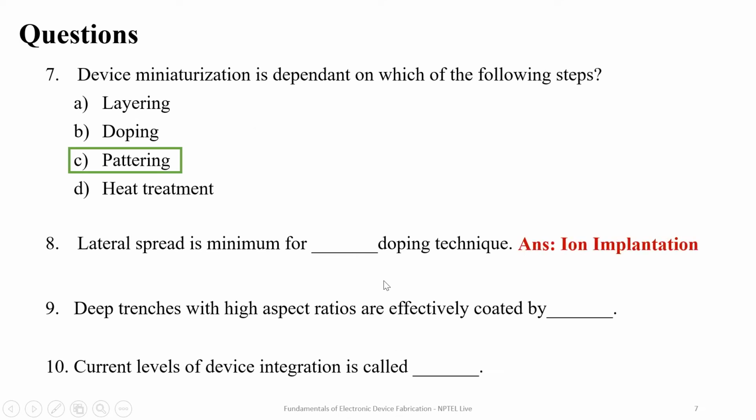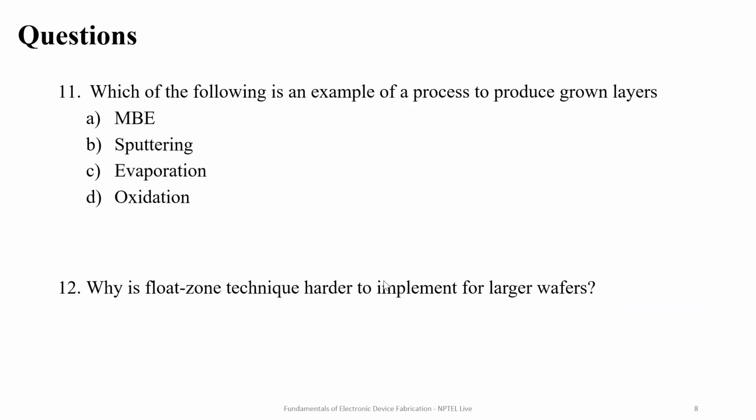Which of the following is an example of a process to produce grown layers? We have already discussed, right? PVD, CVD, all these things. And out of this, there are two types of layers: grown layers and deposited layers. Among these four options, that is MBE, molecular beam epitaxy, sputtering, evaporation, and oxidation, which is an example to produce grown layers? So what will be the answer?